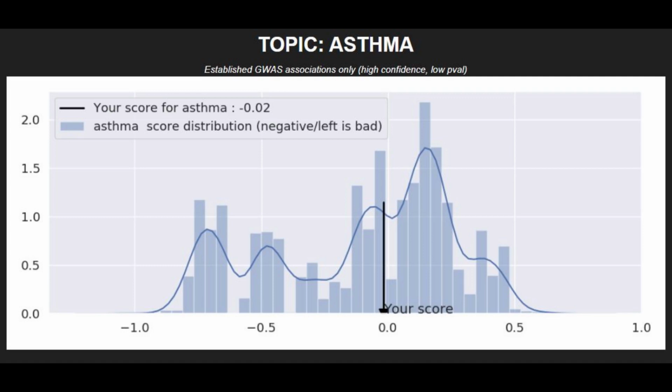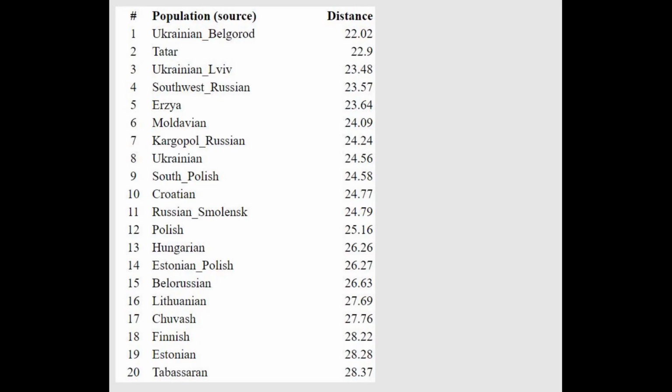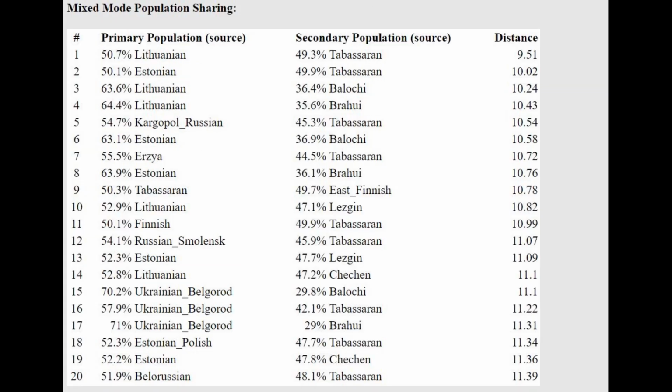Now let's move on to her GED match results. This is what she scores with the Eurogenes K13 calculator. Notice the complete lack of West Med and East Med. This woman did not have any farmer-related ancestry and was pure steppe. Out of modern populations, the closest to her are Ukrainians, Tatars, Russians, Erzya, and Moldavians. But of course that doesn't mean much when you look at how huge those distances are. Really, she doesn't resemble any modern person.